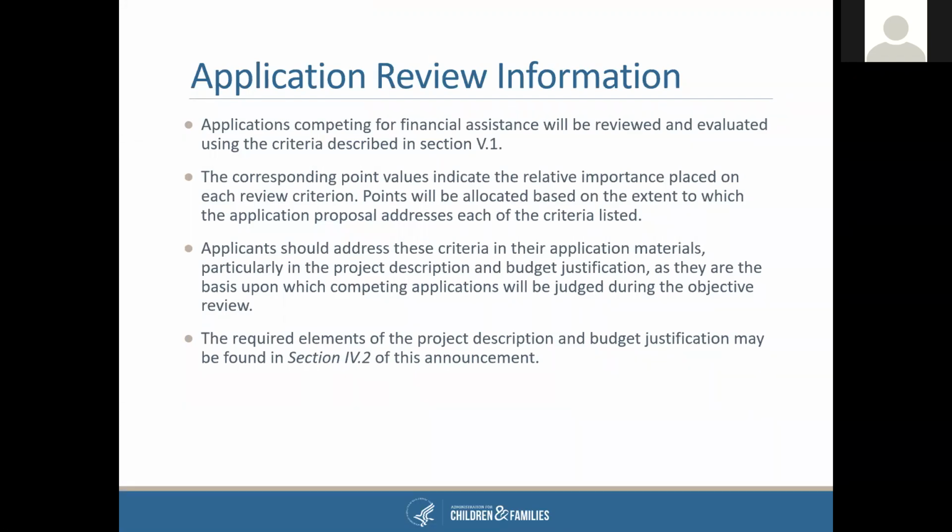So we have just covered the content that should be covered in all of your applications. Once they are received, they will be reviewed and evaluated based on the criteria we're going to cover in just a couple of minutes. Reviewers will determine the extent to which the application addresses each of these criteria, and they will assign points according to the point distribution that we'll show on the next slide. Please note that applicants should address all criteria in their application materials, as they are the basis upon which competing applications will be judged during the objective review.